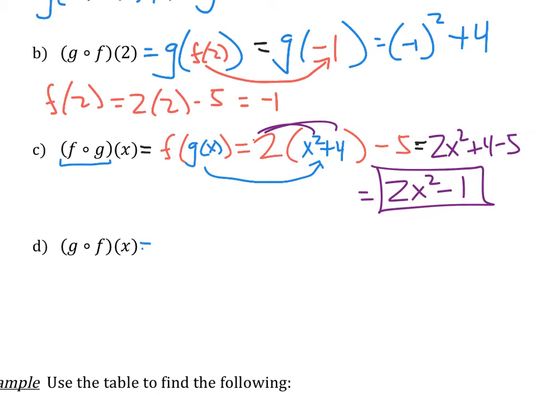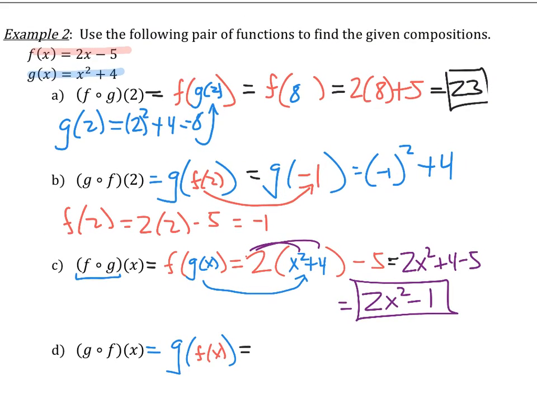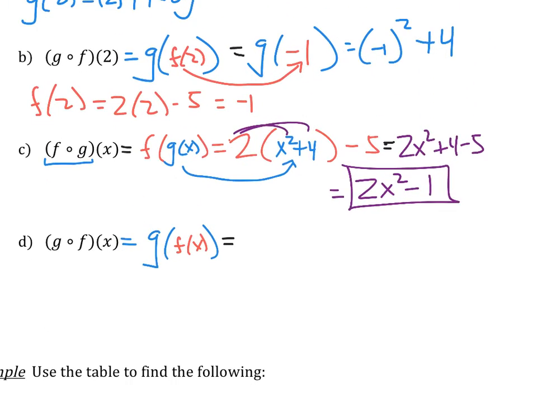Let's try the other way around. If we go g composed with f, that means we're going to put f inside of g. Again, it's a good idea to rewrite it like this. g of f of x. Well, what is g? g is x squared plus 4.